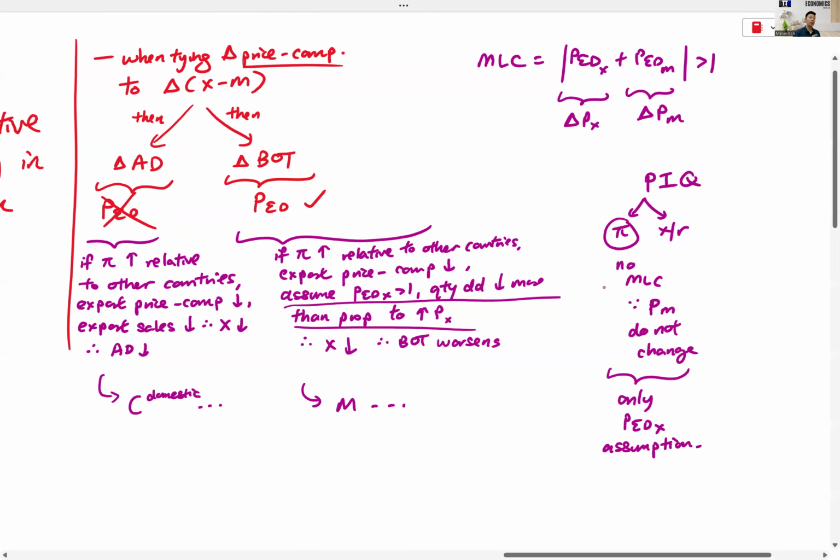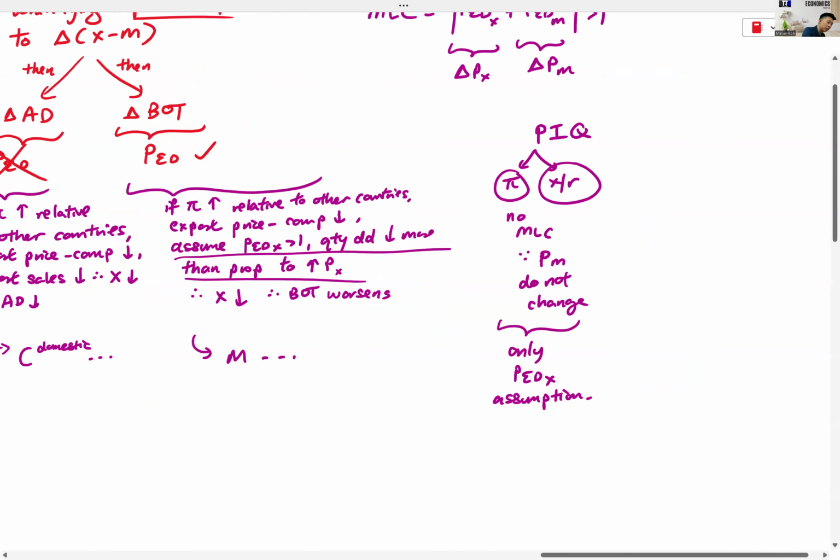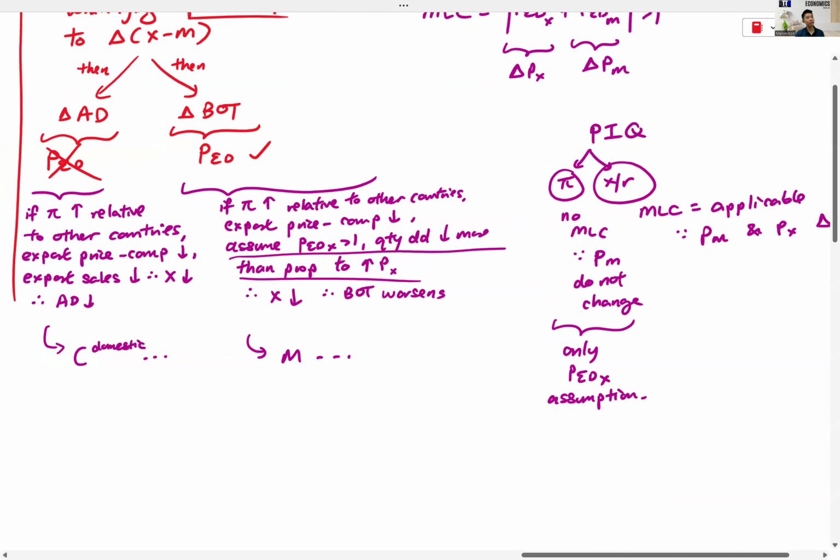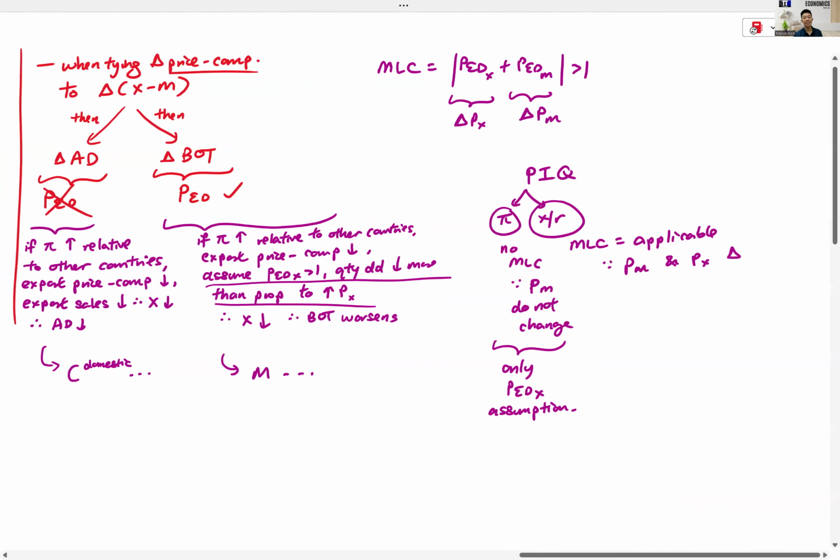Okay? But the moment you talk about exchange rate, which is the gateway through which you interact with the rest of the world, the moment exchange rates change, MLC is applicable because both PM and PX change. So that's when to use MLC. But of course, if you're tying to AD, you don't need MLC also. It's only when you apply to BOT that you have MLC. Do you know why? One case you need MLC or elasticity, the other case you don't need.